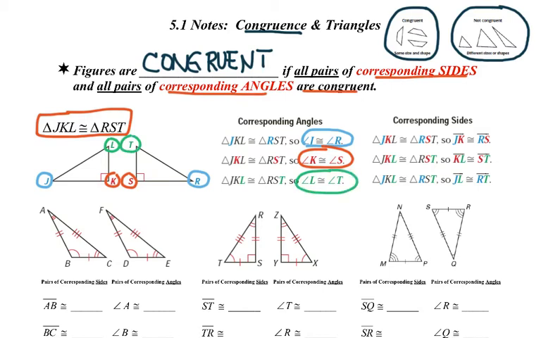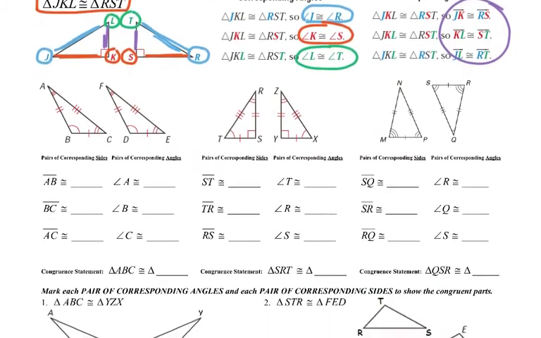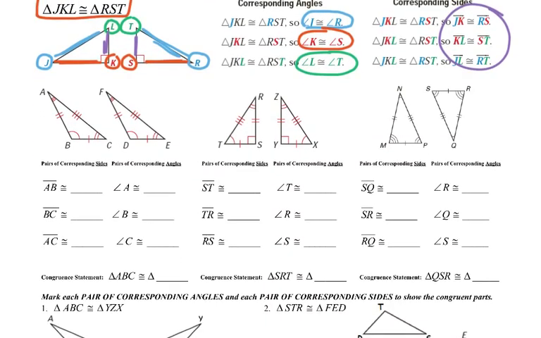Similarly, the sides are congruent. So like JK here is going to go with RS. And similarly, RT is going to go with JL. And then finally, LK is going to go with TS. And that's kind of described over here. So we're just lining things up. And we have to look specifically at the picture and how it's marked.